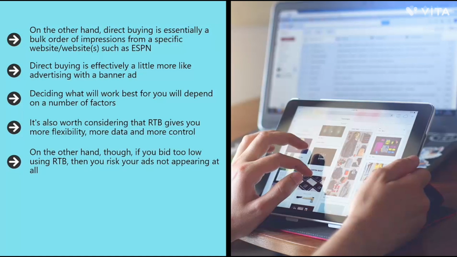On the other hand, though, if you bid too low using RTB, then you risk your ads not appearing at all. This is in direct contrast to direct buys, which essentially guarantee you your ad spot and that you will eventually be certain to get that number of impressions. This is useful for a company with more concrete goals and a fixed timescale. Likewise, with direct buying, you will be able to more tightly control where your advertising appears and forge a closer relationship between your brand and that of the publisher.